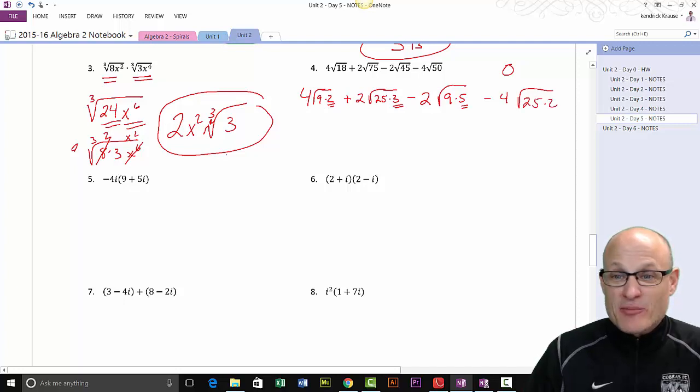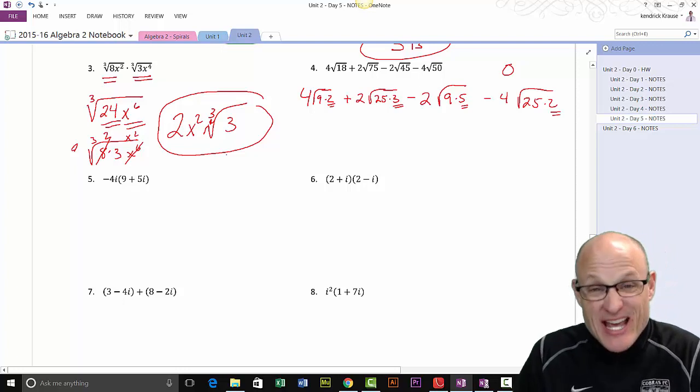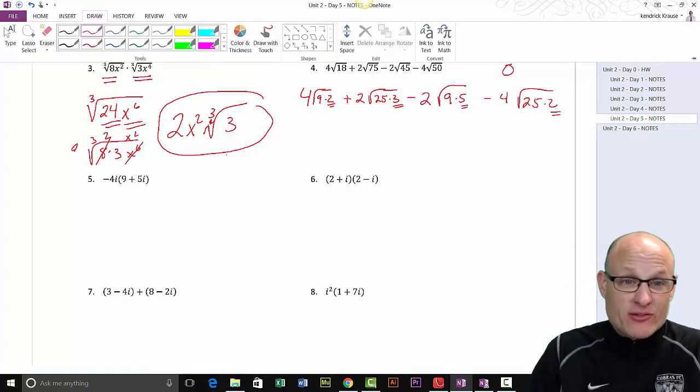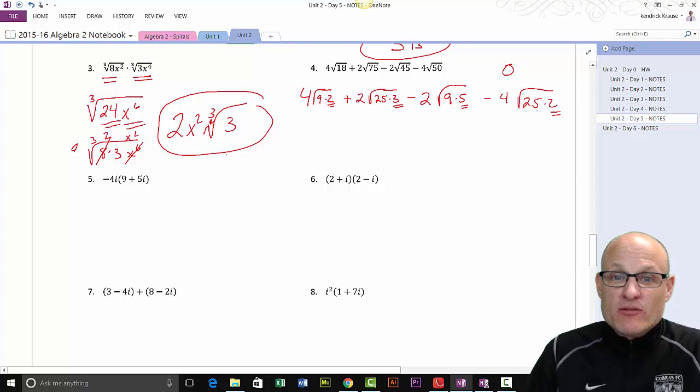Okay, so not much is going to be able to be combined, but you still have to simplify, my brothers and sisters. You got to do it. Square root of 9 is 3. So I end up with 12 square roots of 2. This is going to be 5. So this is plus 10 square roots of 3. Minus, this is the 3. So minus 6 square roots of 5.